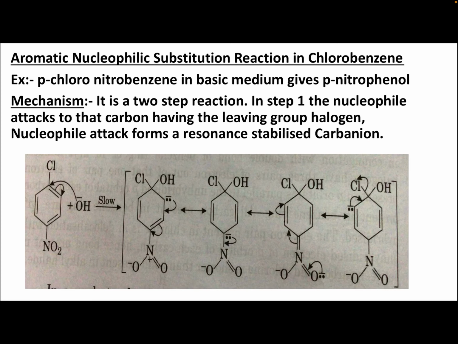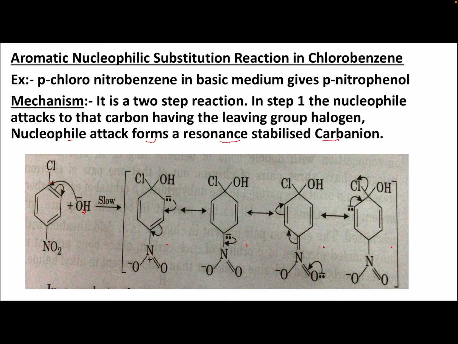Now the mechanism of aromatic nucleophilic substitution reaction in chlorobenzene. Example, para-chloronitrobenzene in basic medium gives para-nitrophenol. It is a two-step reaction. In step 1, the nucleophile attacks the carbon having the leaving group halogen. So the nucleophile is attacking the carbon having the chlorine. Nucleophile attack forms a resonance stabilized carbanion.